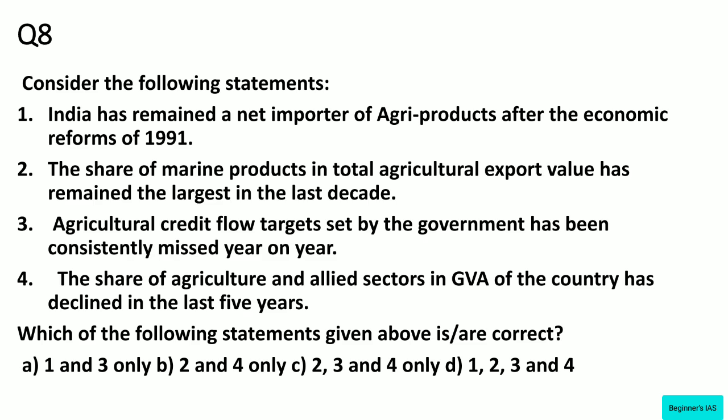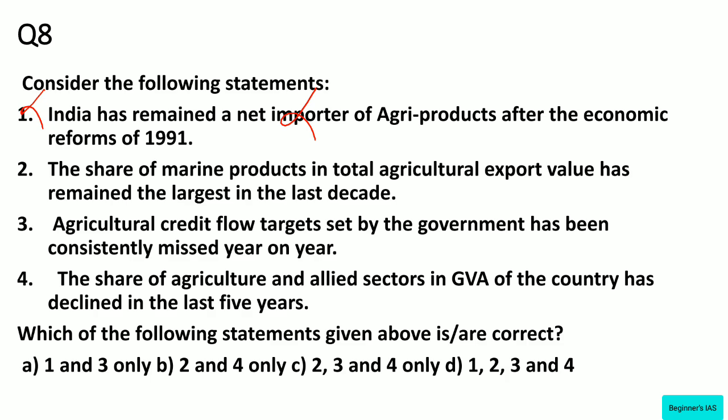See, since economic reforms began in 1991, India has remained a net exporter of agri products. Here, it is given as importer. Therefore, the statement is wrong. And also remember that agri exports are touching 2.5 lakh crores and imports are 1.47 lakh crores. Therefore, this statement is wrong. What about statement number 2?